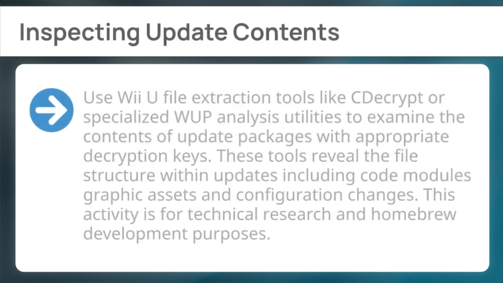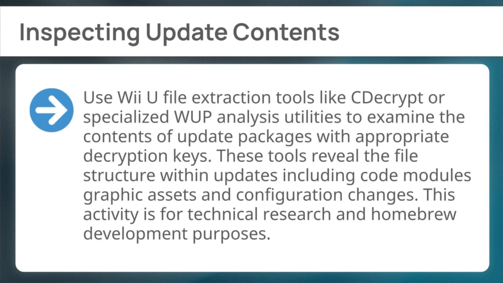Finally, inspecting update contents. Use Wii U file extraction tools like cdcrypt or specialized WUP analysis utilities to examine the contents of update packages with appropriate decryption keys. These tools reveal the file structure within updates, including code modules, graphic assets, and configuration changes. This activity is for technical research and homebrew development purposes.